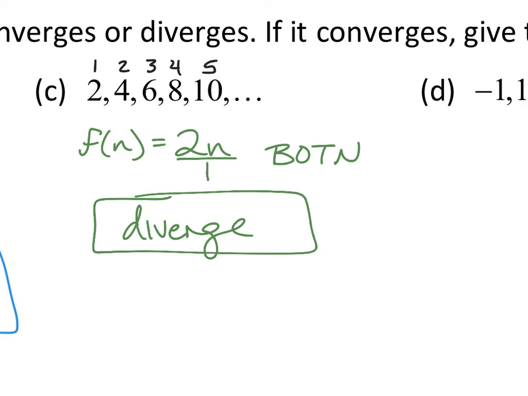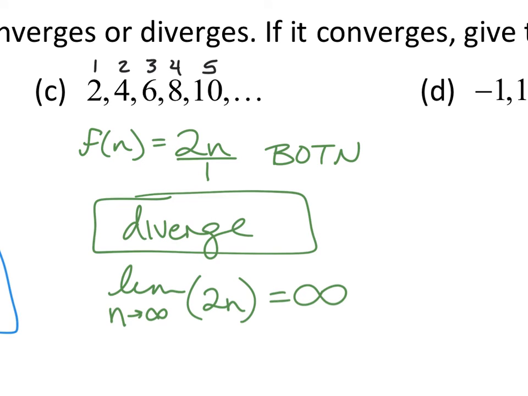And while diverge answers the question for the sequences, we're just going to go a step further and talk about the limit since we already understand these limits. The limit, as n approaches infinity, of this sequence, 2 times n, is going to be infinity. It's going to keep going. So it doesn't converge to a certain number, so we just answered diverge, but we know that it's because the limit goes to infinity.